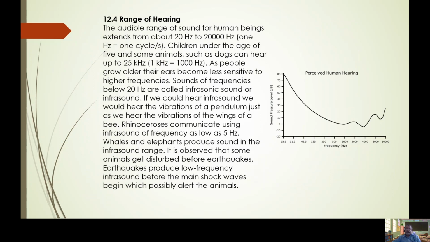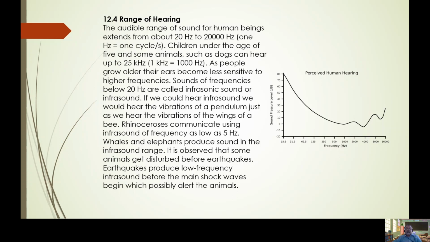Range of sound: what the human can hear, and the range which is beyond. The audible range of sound for human beings extends about 20 hertz to 20,000 hertz. That is 20 hertz to 20 kilohertz. Children under the age of 5 and some animals such as dogs can hear up to 25 kilohertz. As people grow older, the ear becomes less sensitive to higher frequencies.